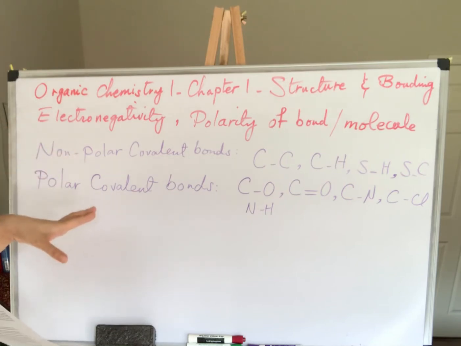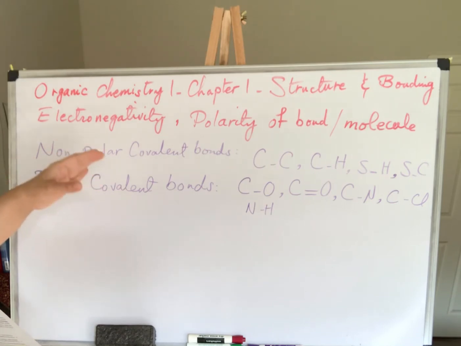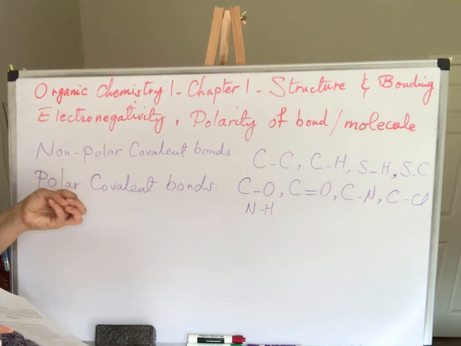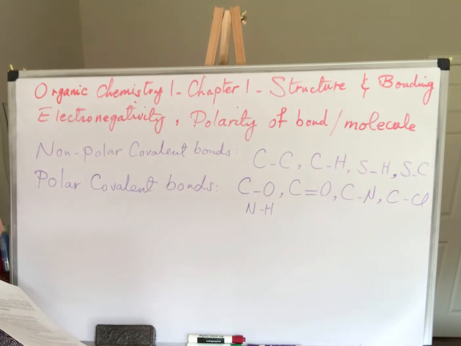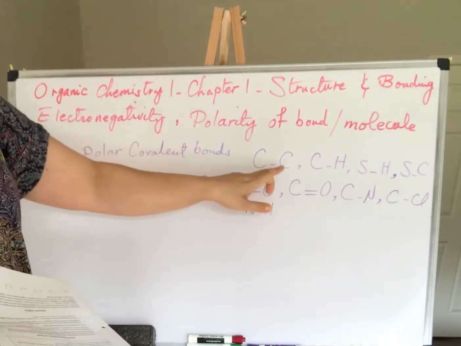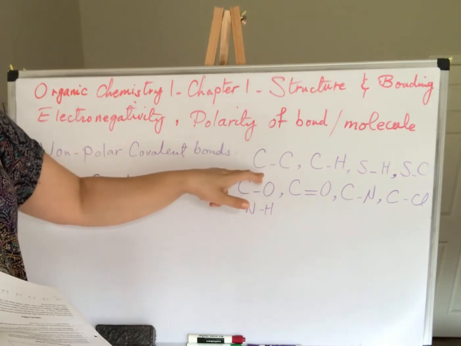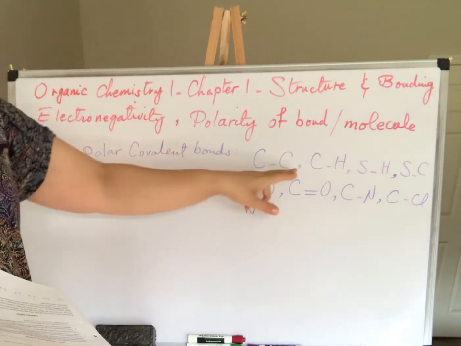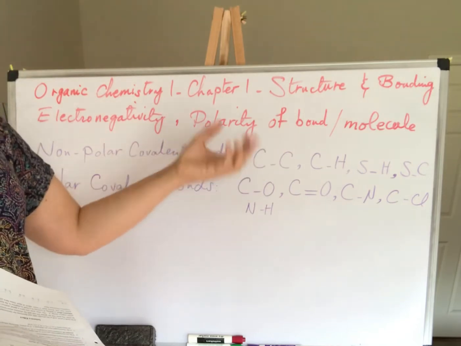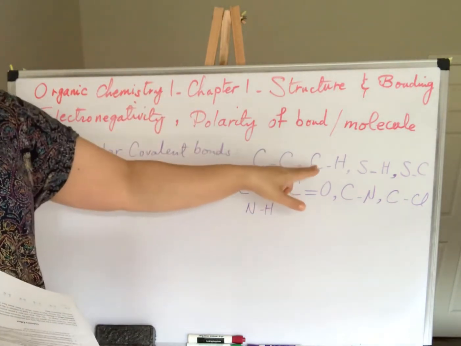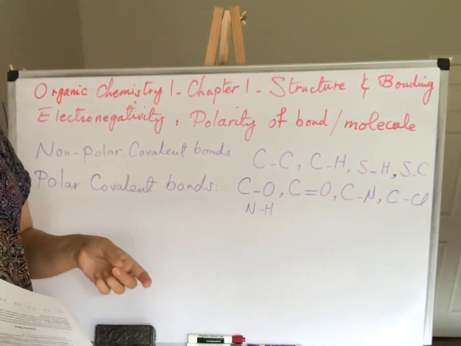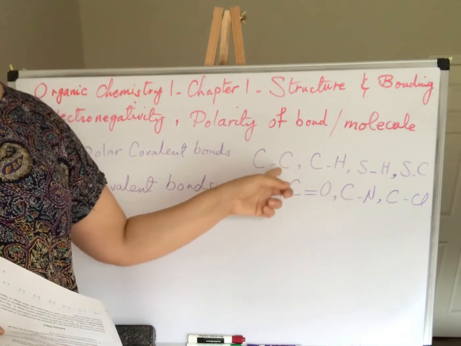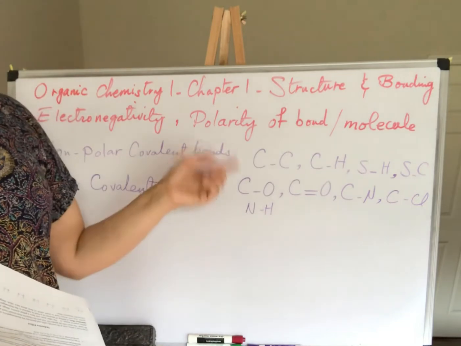So some of the bonds are called non-polar covalent bonds, meaning that the tendency of the atoms to pull the electrons in the covalent bond, which is interpreted as electronegativity, is almost the same between the two atoms. It's either the same, so there is no electronegativity difference like you see in C-C, or the electronegativity difference is very close, like what happens between carbon and hydrogen, or sulfur and hydrogen, or sulfur and carbon. So I would remember these non-polar bonds: carbon-carbon, carbon-hydrogen, sulfur-hydrogen, and sulfur-carbon.